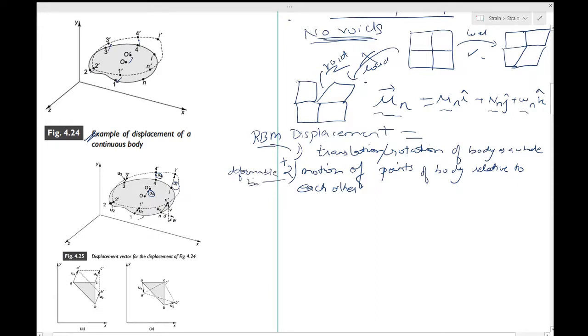How does a deformable body look like? Like this. Okay. In a rigid body, all these displacements u1, u2, u3 will all be exactly zero. None of the points will displace anywhere.